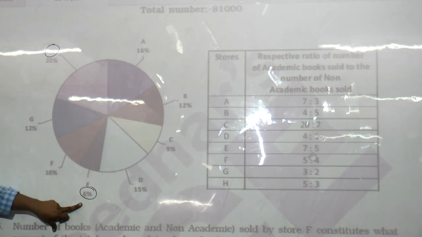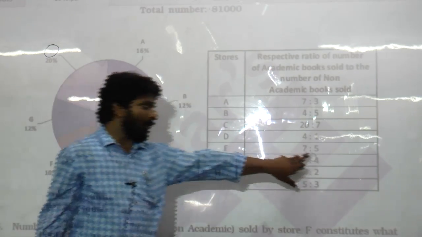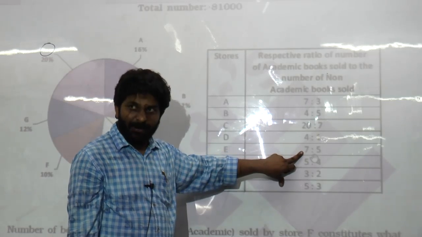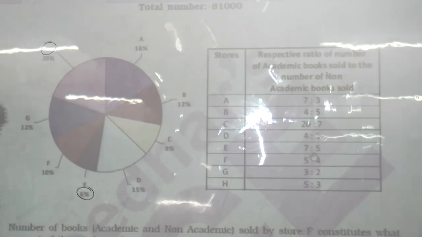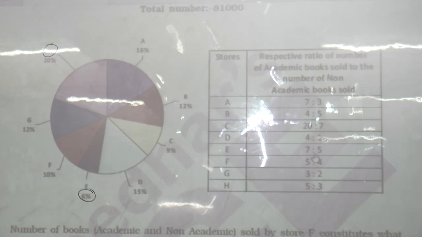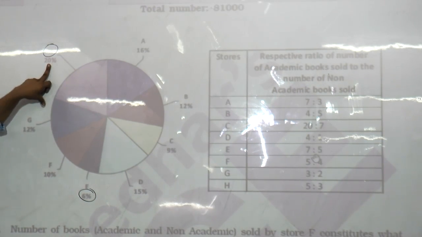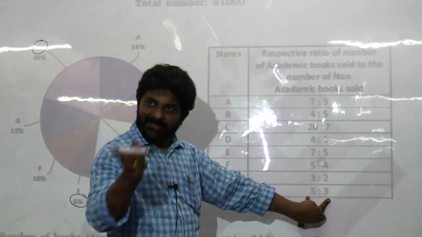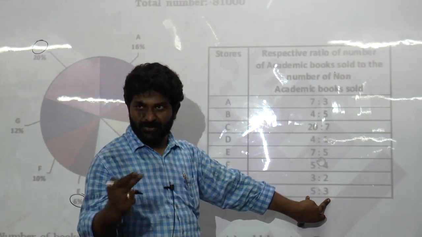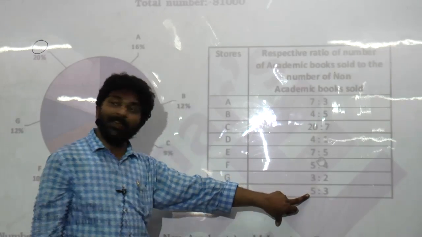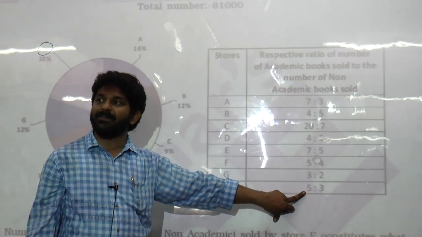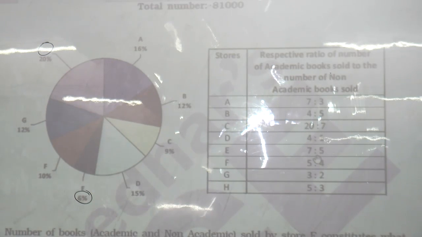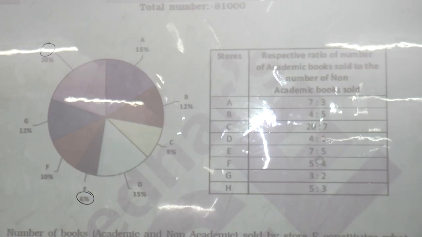From E, we have 6% and it is divided into how many parts? 12 parts. So one part is half. Academic books are 7 parts, which is 3.5. And H, we have 20%. It is divided into how many parts? 8 parts. 8 parts is 20. One part is 2.5. And here we have 5 parts, 5 times 2.5, which is 12.5. 12.5 plus 3.5 is 16.